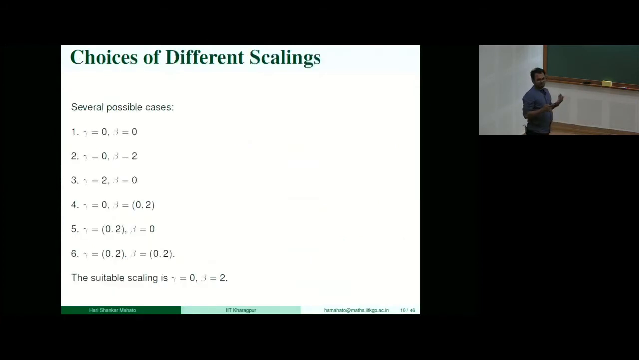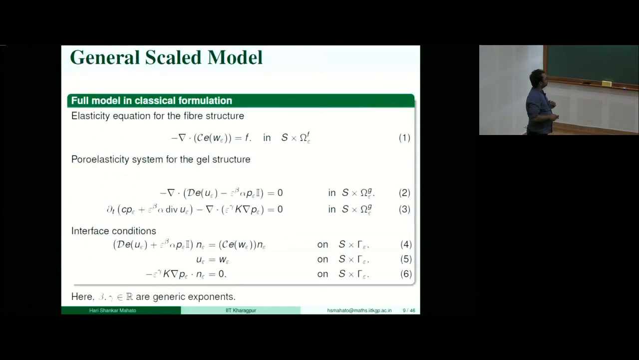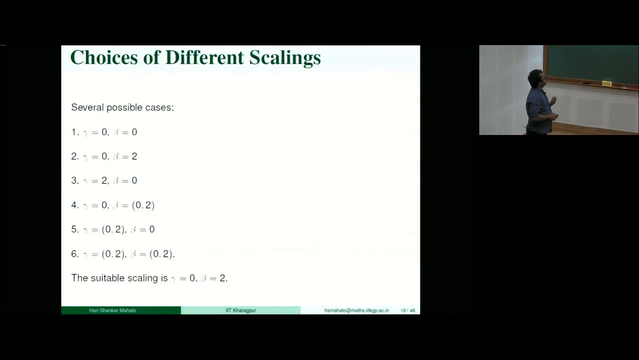These many cases can arise. Either both the parameters are 0, or you can have gamma as 0 and beta as 2, that is, assuming epsilon to the power 0 here and epsilon square here.